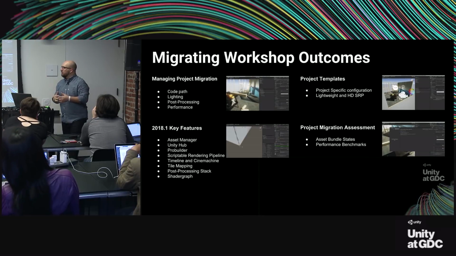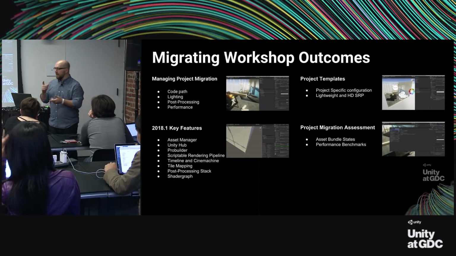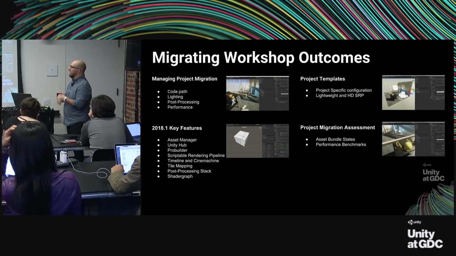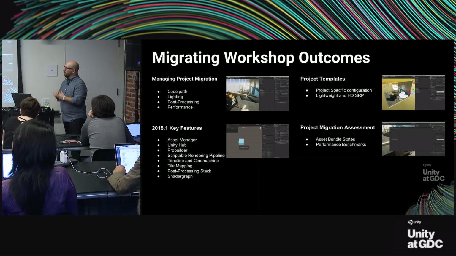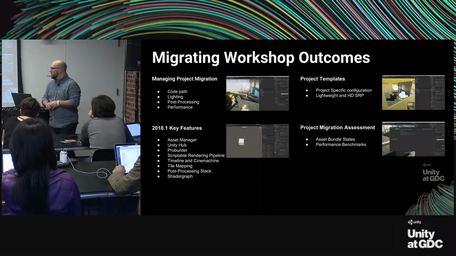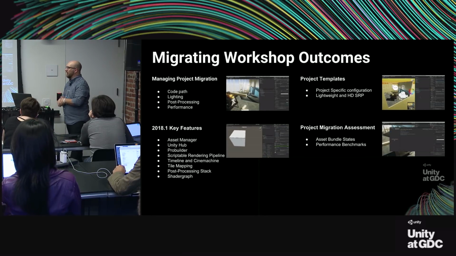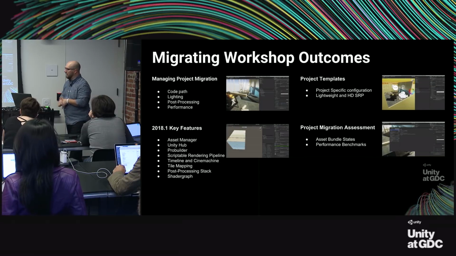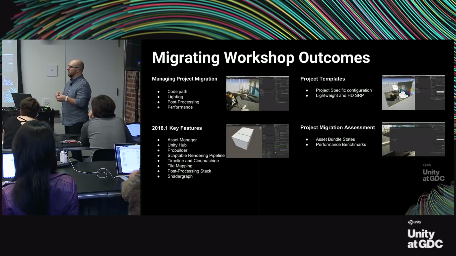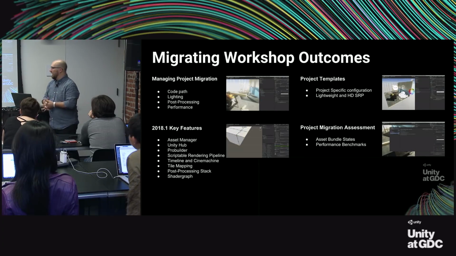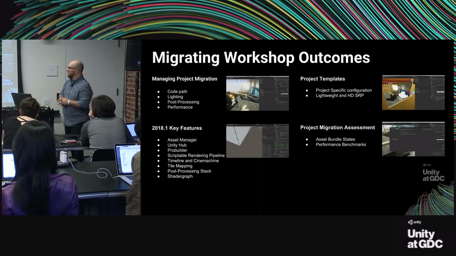So in managing project migration, things like working with your code paths, how to get those set up properly, your lighting paths, so your post-processing and performance, and then obviously those key features. So your asset manager, your Unity Hub, Pro Builder is one of my favorite key features. The scriptable rendering pipeline, I'm really, really looking forward to it and having a lot of fun with that. And then obviously the shader graph is another one that is really important to folks. And then we have project templates.